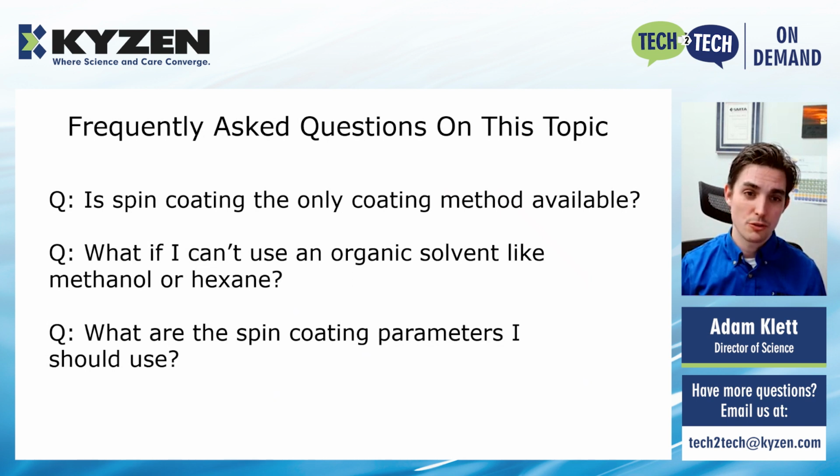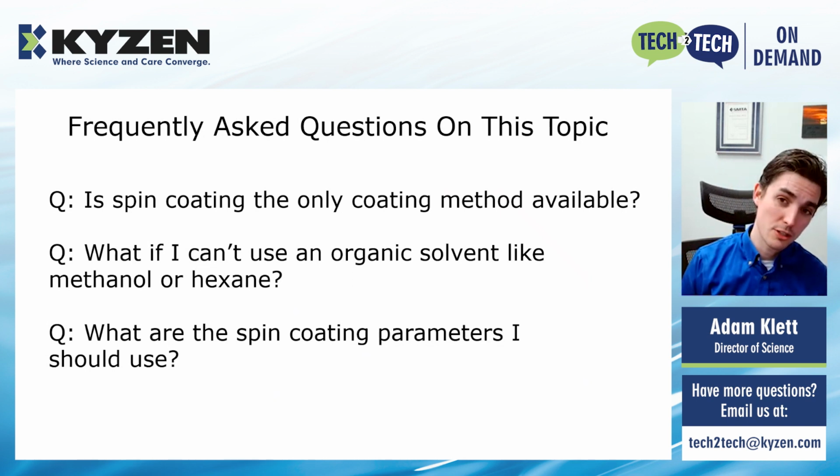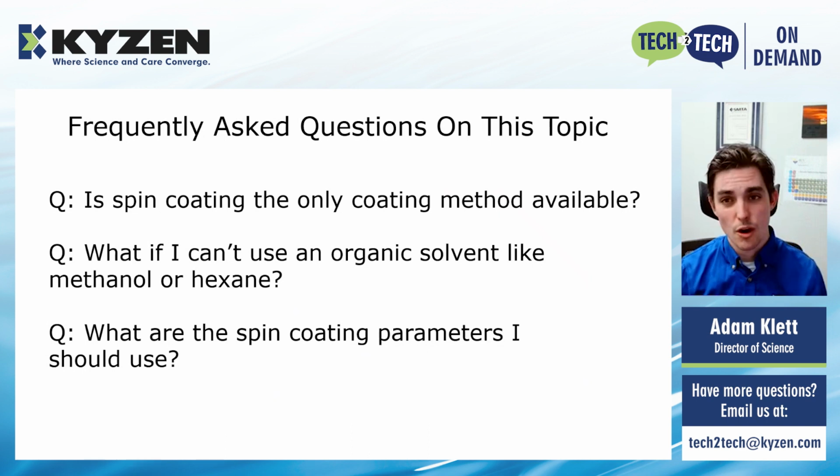For example, if you use a solution of IPA, which is a low surface tension, with maybe 5% water, you're going to raise that surface tension a little bit, but you're going to dramatically increase the solubility of various ionic contaminants in there. The last question is, what are the spin coating parameters I should use?